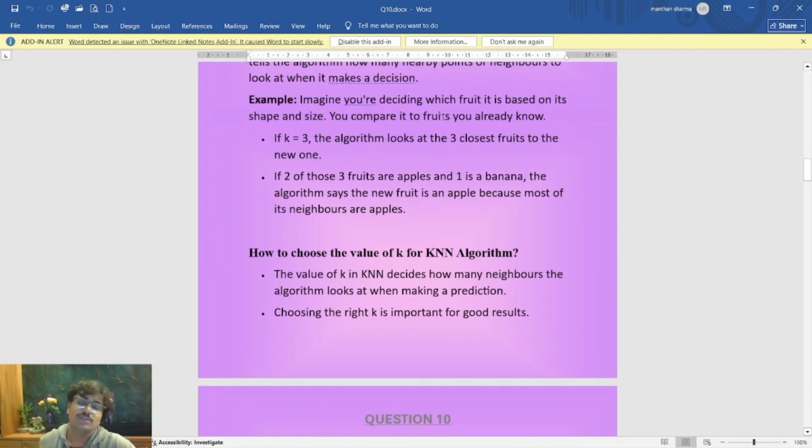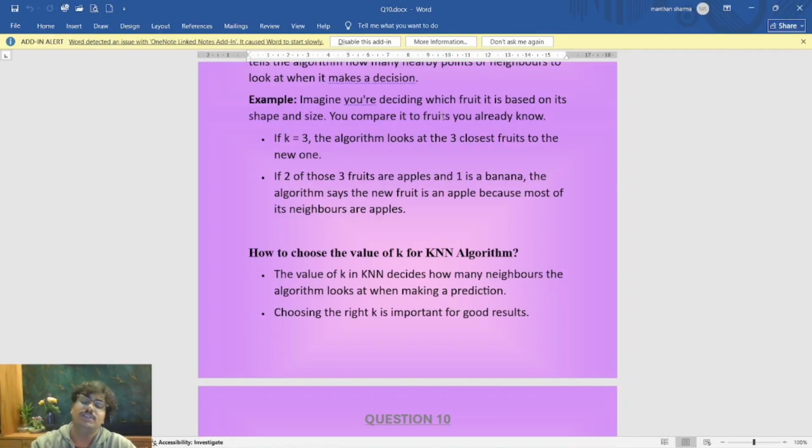So how do we choose the best K? Choosing the right value of K is very important. If K is too small, the model becomes sensitive to noise. And if K is too large, the model may become too simple and start underfitting the data. Common techniques to choose K include cross-validation, the elbow method, and using an odd value of K to avoid ties.